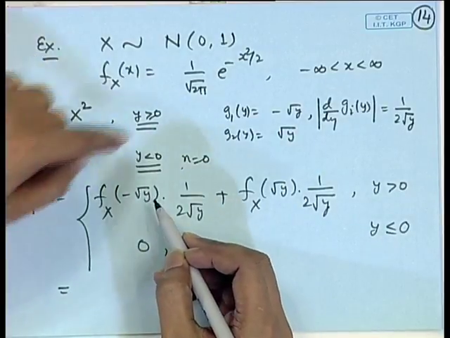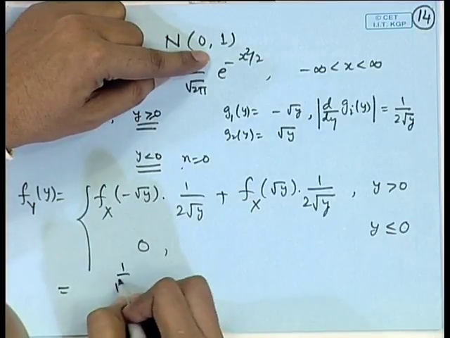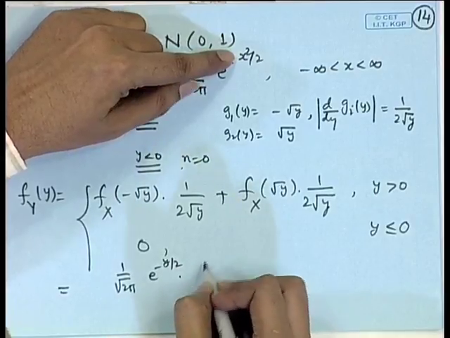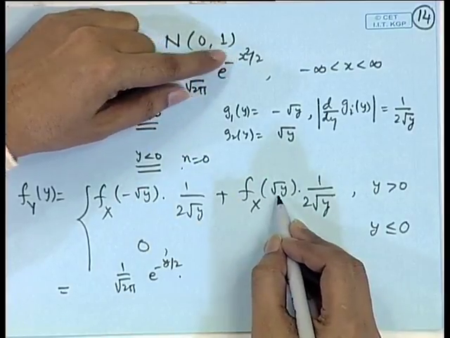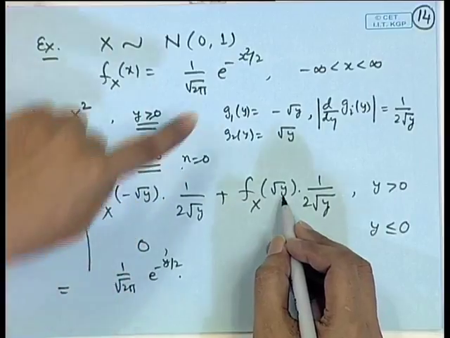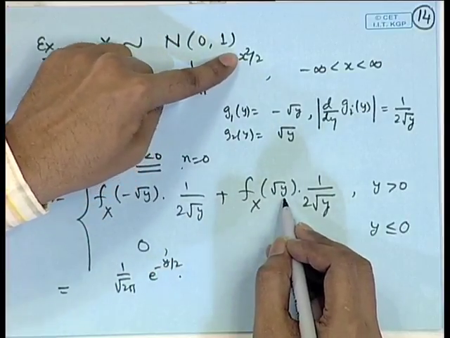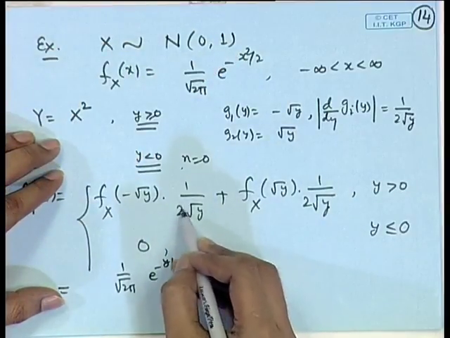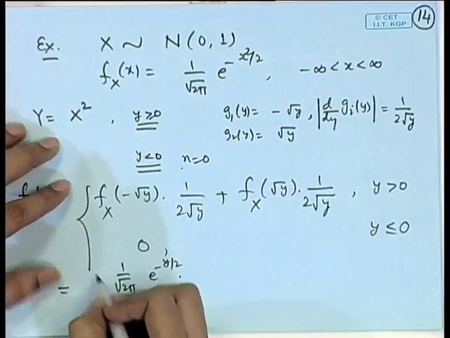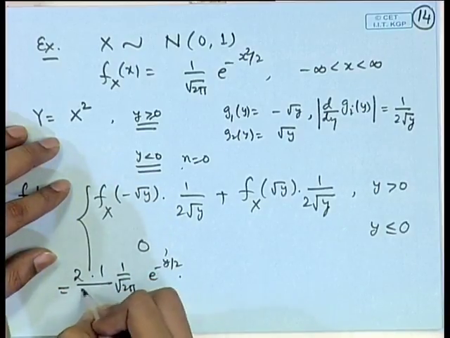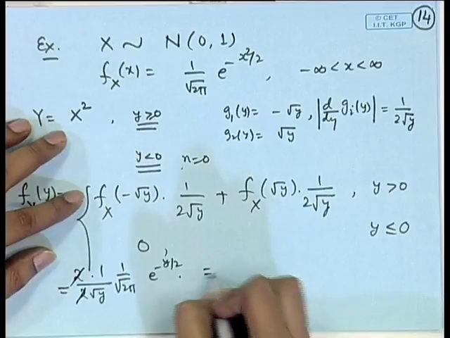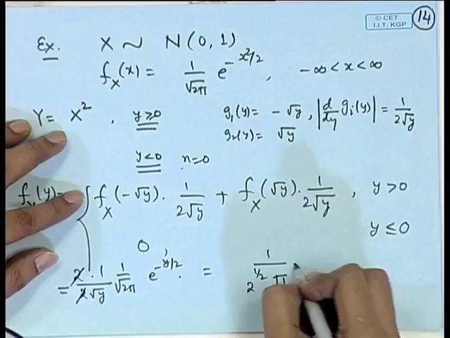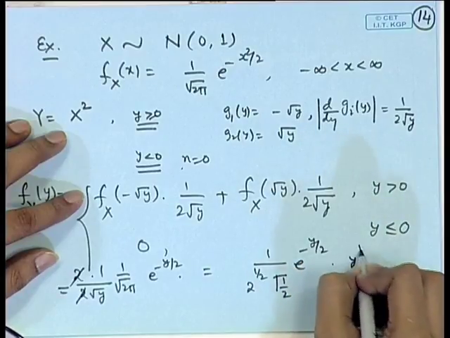So, now you see the value will be 1 by root 2 pi e to the power minus y by 2, and in the second term also the same terms will be coming, because minus root y and plus root y both will give x square is equal to y. So, the 1 by 2 root y, 1 by 2 root y term is coming. So, it will become 2 times 1 by 2 root y, that is equal to 1 by 2 to the power half gamma half e to the power minus y by 2 y to the power 1 by 2 minus 1.